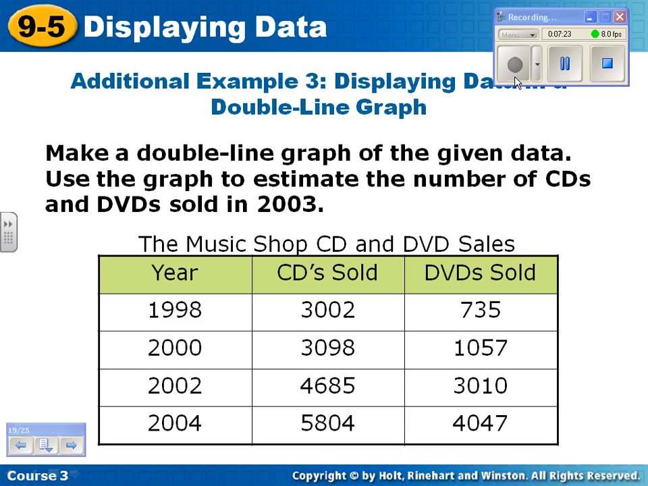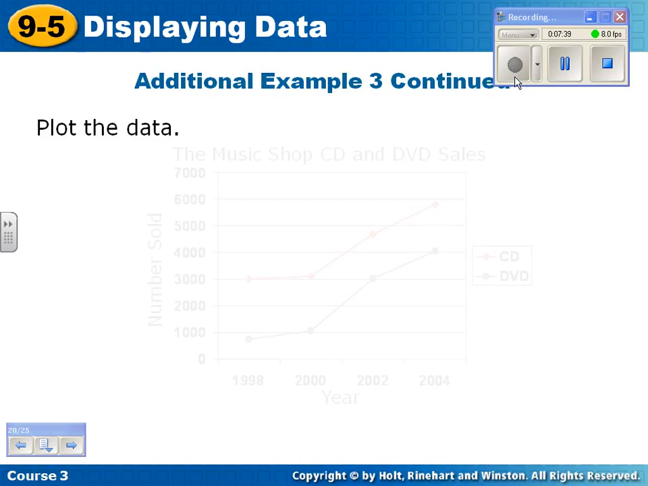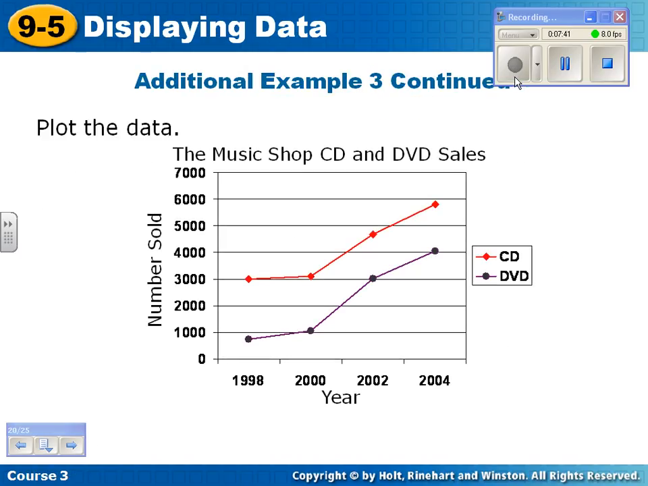Make a double line graph of the given data. Use the graph to estimate the number of CDs and DVDs sold in 2003. All right, so this music shop, CD and DVD sales, we have the years on the left, we have CDs sold, and we have DVDs sold. And we're going to plot that data on our line graph. Please also notice in a line graph, especially a double line graph, it's important to have a key to show different colors. If you didn't have colors, you could do a solid line and maybe a dotted line. But just make sure that your key shows the difference there.